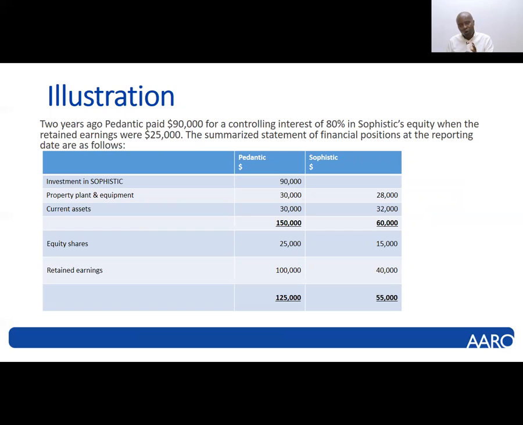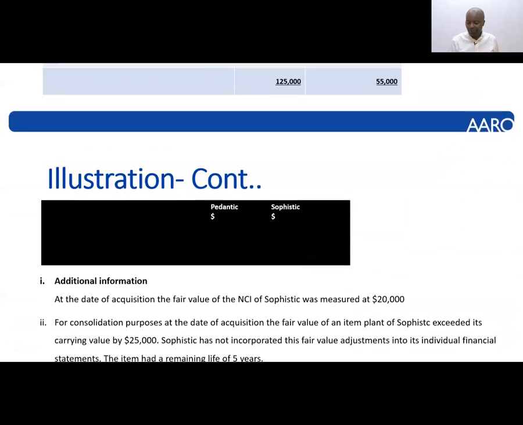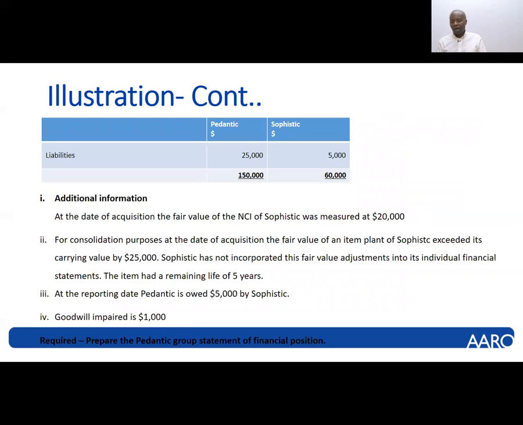So we have property, plant, and equipment. You can see Pedantic, 30,000, Sophistic, 28,000. And then the current assets have been provided there. We have equity shares. We have retained earnings. Continued on the other page. We have liabilities, 25,000, 5,000.